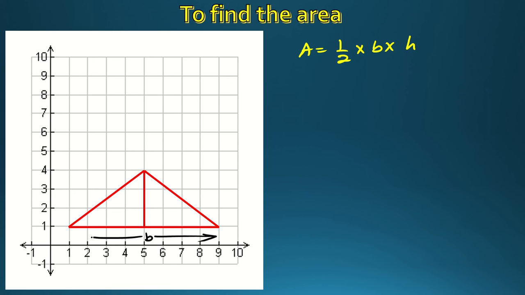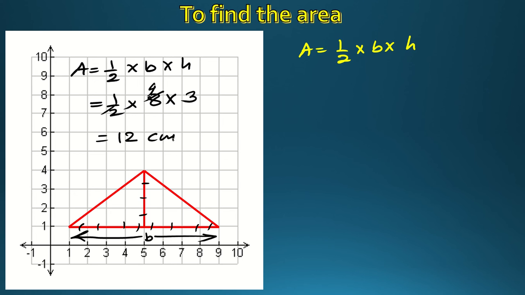So how much? Counting 1, 2, 3, 4, 5, 6, 7, 8. So the value of the base is, I am writing here only, so that I don't have to change color again and again. So base is 8. Is it 8? Yes, if I am not wrong. Now height, it is 1, 2, 3. So this is 3. 8 divided by 2 is 4. So 4 multiply 3 is 12 centimeter square. Now like this you can find the area.